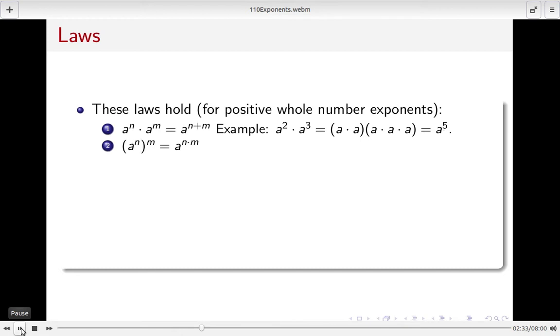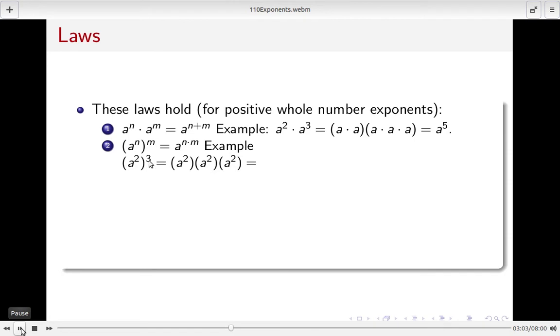Second law, if you have a power of a raised to a power, a to the n raised to the m, you can rewrite that as a to the n times m. You can multiply the exponents. And here again, if we look at a fairly simple example, we can see why this works. We're going to try a squared, or a to the second, raised to the third power.